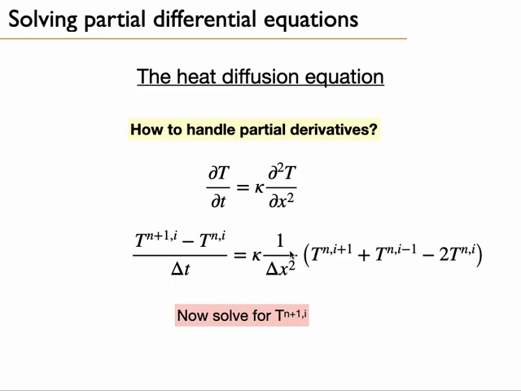The curvature here, the second order derivative, is computed this way. We have 1 over dx squared, T_{i+1}^n plus T_{i-1}^n minus 2 T_i^n. To solve for the new value of temperature at point i, we will need to basically isolate T_i^{n+1} on the left-hand side.